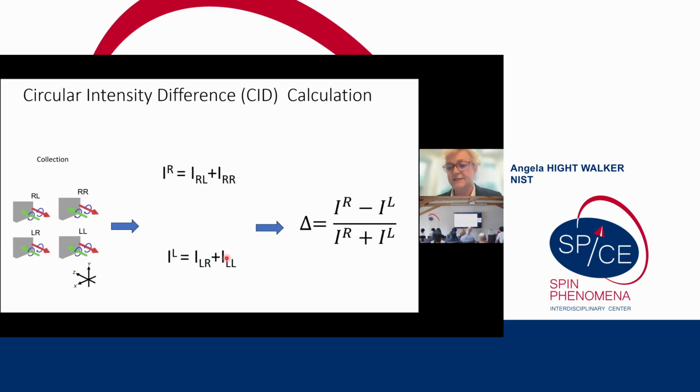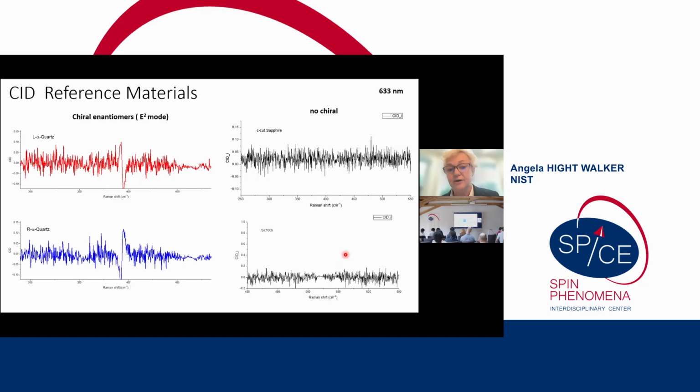And then lastly, I just want to say what we're seeing is that the circular intensity difference, the CID, really where you're using the combination of both the right-left and the left-right and getting that ratio, is what we're seeing the strongest effect, the clearest way to characterize enantiomers in your sample. And here we're using the E2 mode of the quartz, and you can see this derivative-like function. It's very clear, and it's really absent in your sapphire and silicon.